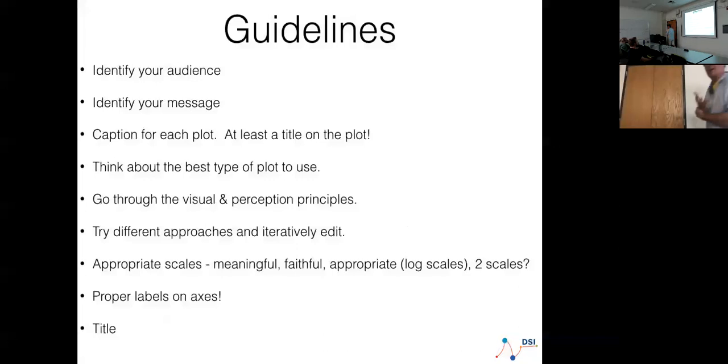I've got the general idea, the general insight. Make the caption, okay? If you don't have a caption because it's not part of the document, it's just on the screen or something, at least put a title in. I can't remember if I put it in here.